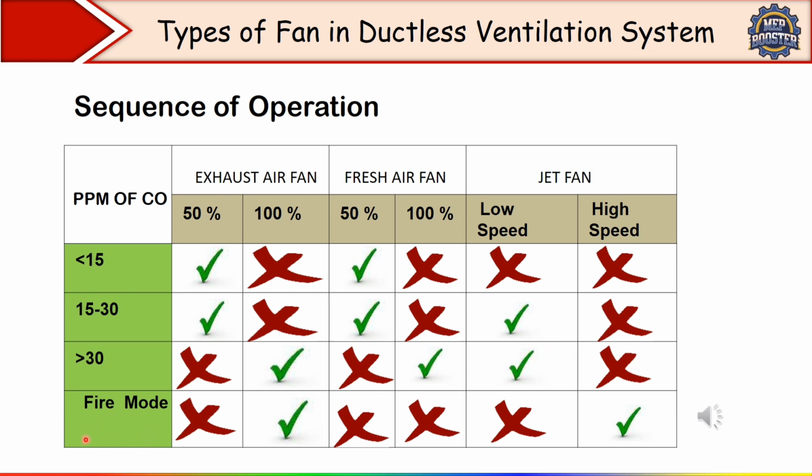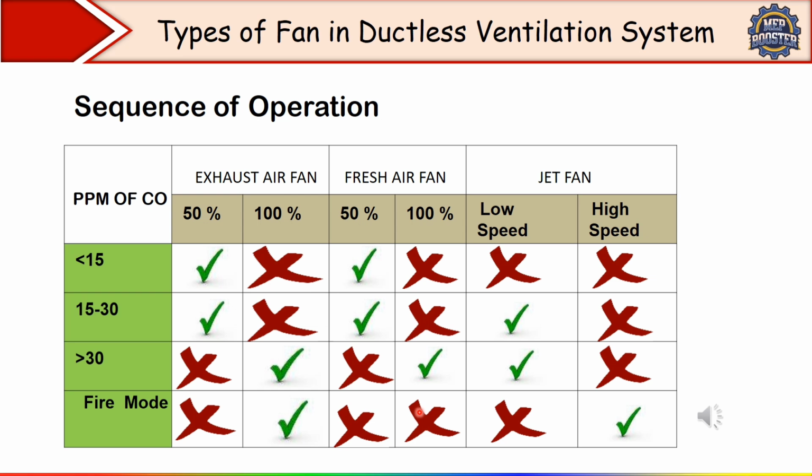But if it is fire mode, if there is a fire in your basement, at that time we have to run the exhaust air fan at 100% speed. But remember, here we do not use the fresh air fan. The fresh air fan will not be running, it will be off. Because in case of fire we do not need to supply fresh air into the basement. If you supply fresh air, it means you are supplying oxygen into the basement.